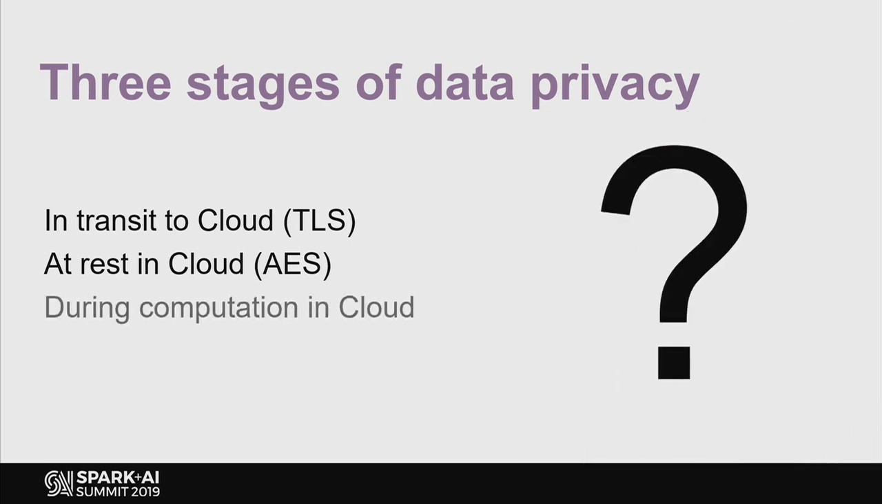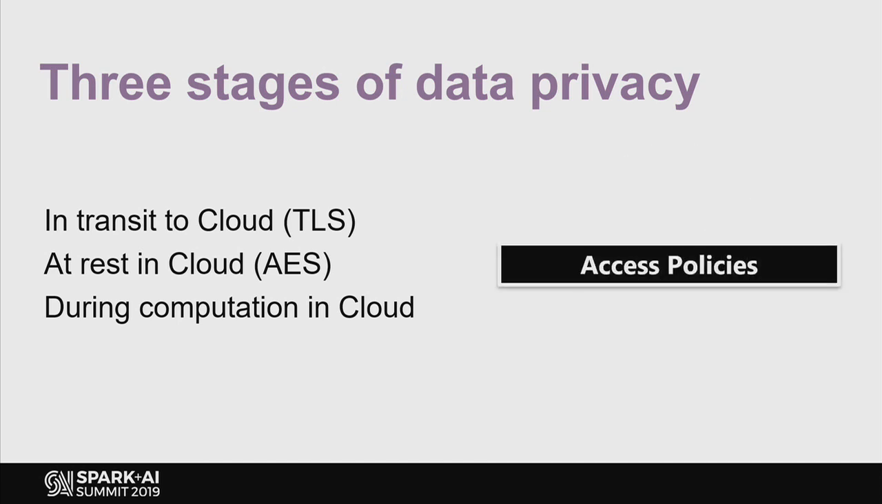Okay, but then comes the problem. As soon as you want the cloud to do anything useful for you other than store the data, as soon as you want any kind of computation, the cloud operators have to somehow remove that encryption. And this means that they will have access to the key. This means that they will have access to your data. So how is it protected during computation in the cloud? Well, access policies, of course. This is how it's protected.